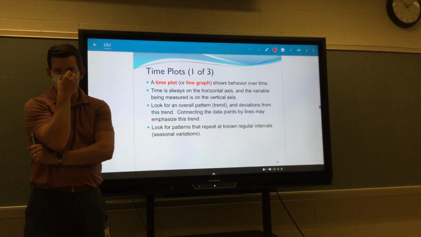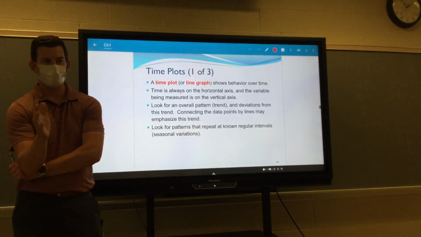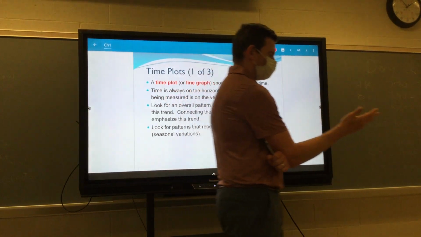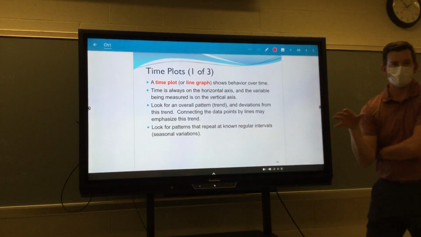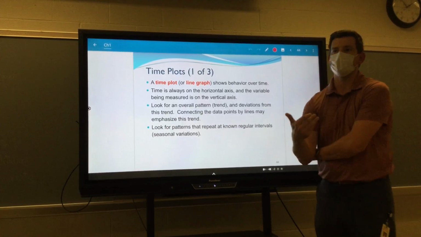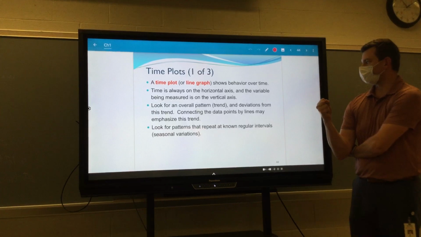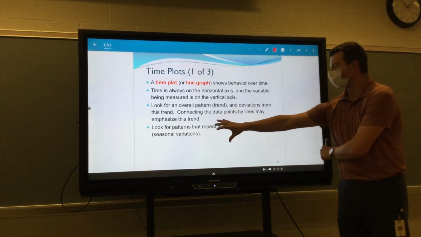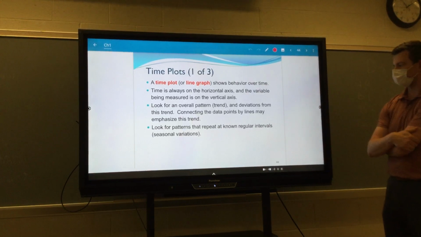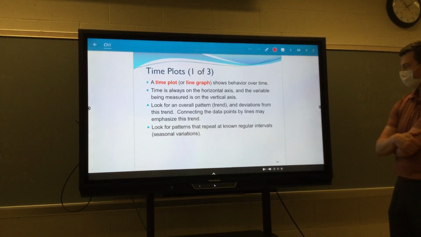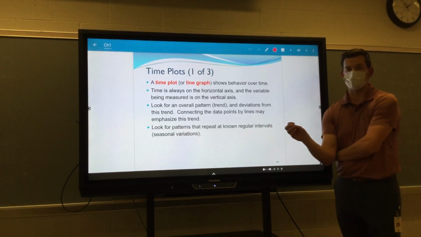Time can kind of be treated either as quantitative or categorical. It can really go either way, and sometimes you have an argument for either. But it's reserved for the x-axis because it's always going to be the independent variable. But you're looking for an overall pattern or trend and deviations from that trend, just like any other display. And you're also looking for patterns that repeat at regular known intervals, okay?